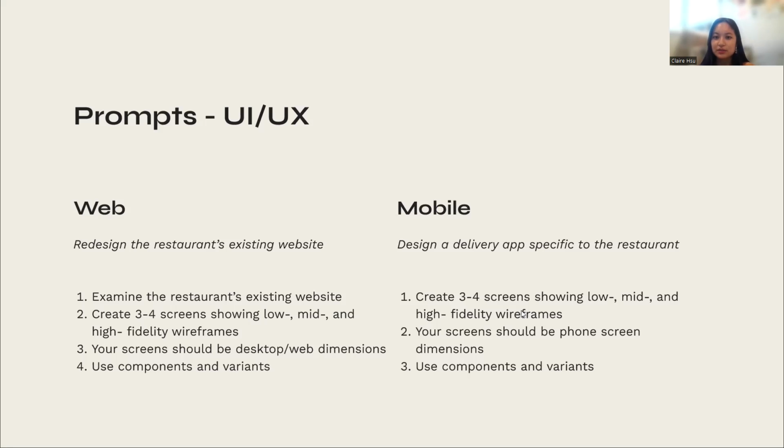So the last prompt is going to be mobile, where you design a delivery app specific to the restaurant. So once again, you're going to create 3 to 4 screens showing low, mid, and high fidelity wireframes, and your phones should be phone screen dimensions. Once again, that should already be preset in Figma. And you should use components and variants in this prompt as well.